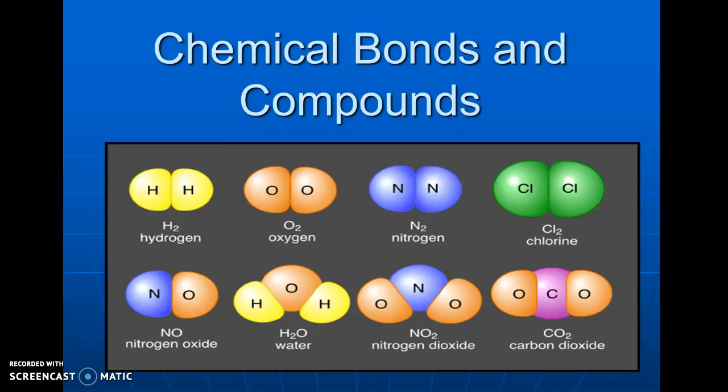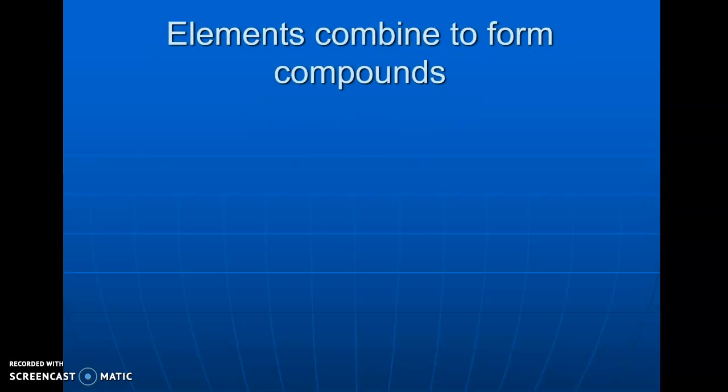In Chapter 6, we're going to be looking at chemical bonds and the compounds that they make. So we're going to start just a little bit reviewing what we've been doing so far, just to think through why elements would combine and form compounds.